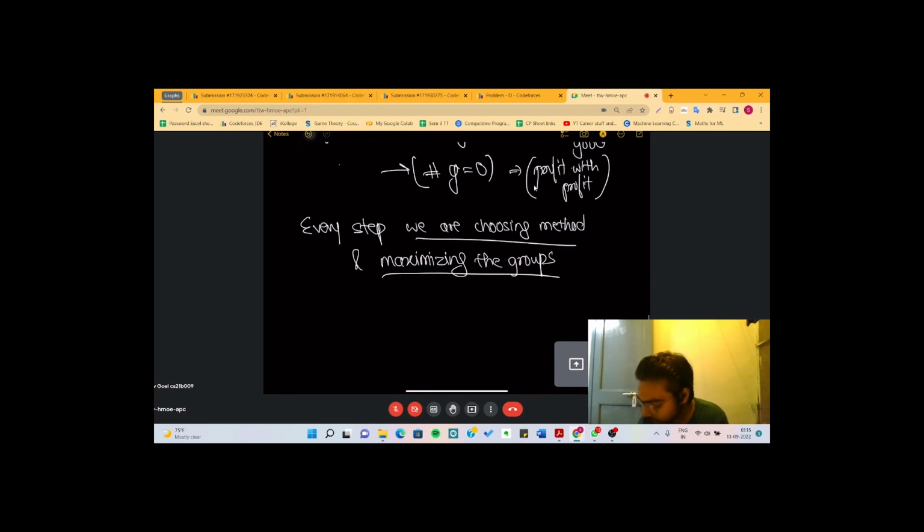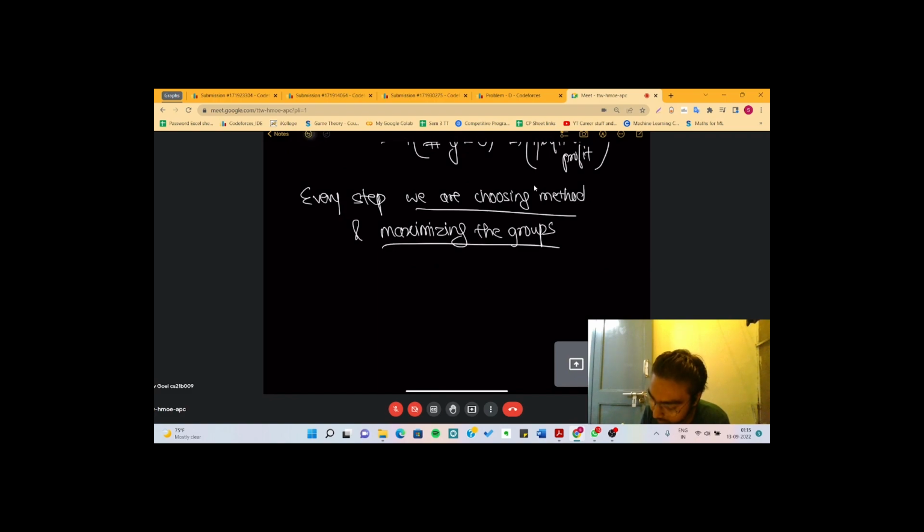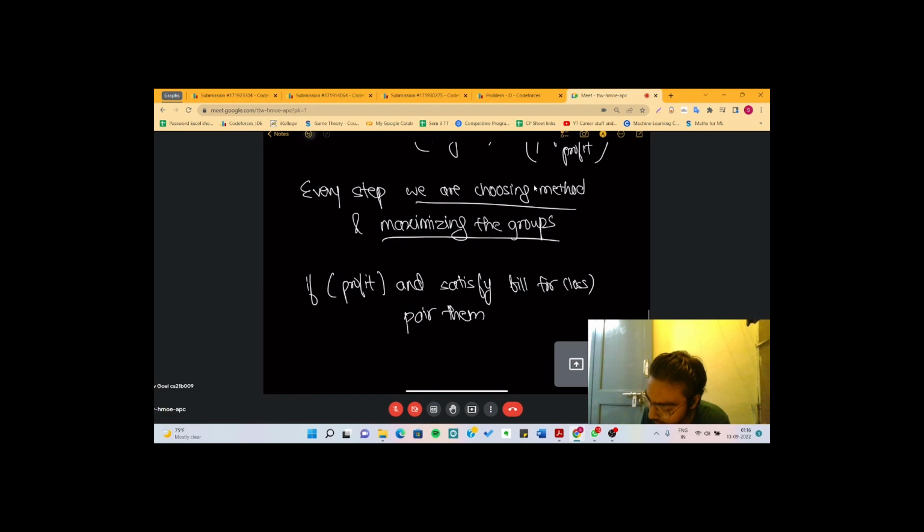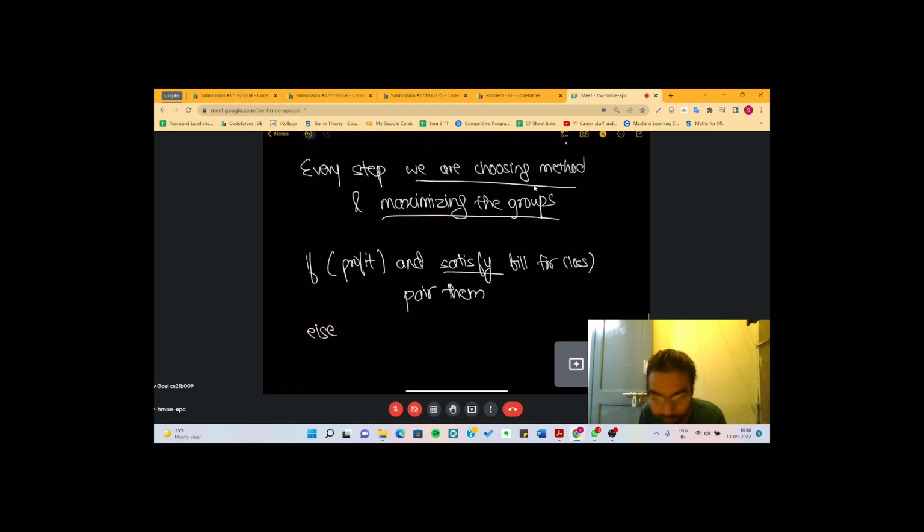So basically I'll just repeat the algo. The algo is, if there is a profitable person there, and he can satisfy the bill for that loss person, then just pair them up and send them to the hotel. Else, if he is not able to satisfy the bill, then pair profit with good person. Good person is the one who can pay his own bill.